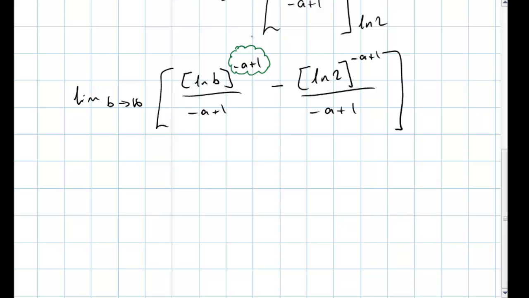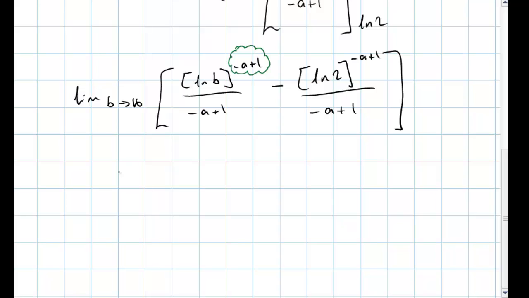If minus a plus 1 happens to be negative, then another way of looking at that is by moving the ln of b into the denominator, and in that case, as b tends towards infinity, then ln of b in the denominator tends towards infinity, and that term will tend towards 0. And if that tends towards 0, then all we're going to be left with is this second part, which at the moment is written as minus the ln of 2 to the minus a plus 1 over minus a plus 1, and that would be the limit that the integral would then go towards.